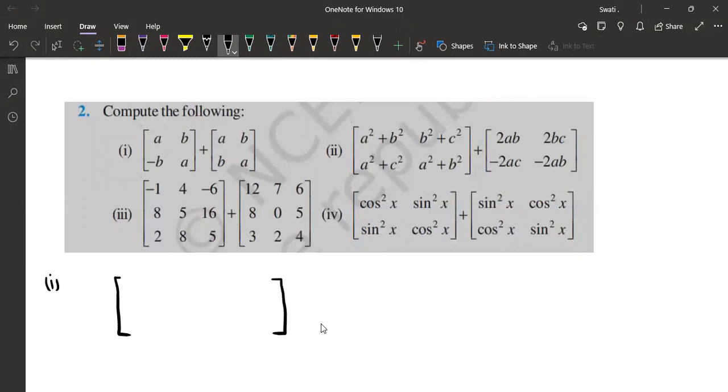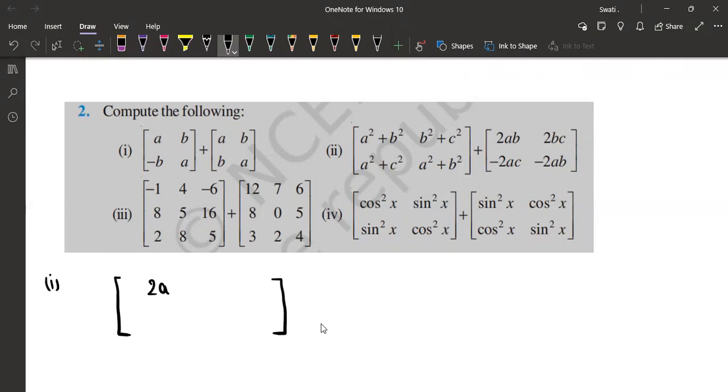Simple, first entry with the first entry. So A plus A, that is 2A. Here I'm just skipping one step. If it is for 3 marks or 4 marks, you can do one thing. In the first step, write down A plus A and then B plus B, and then in the next step, write down the answer. Here, to make the video a little shorter, I'm just writing the second step.